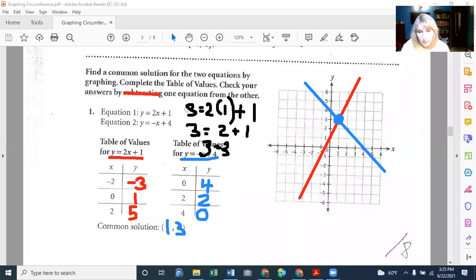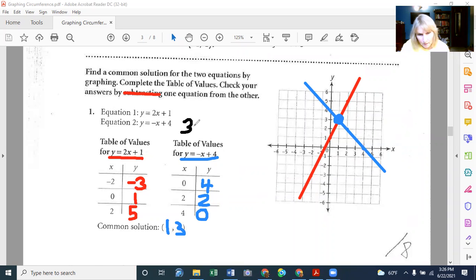It should also work for the second equation because it's a common solution or the same solution. So we have the second equation, y equals negative x plus 4. 3 is our y, and that should equal negative, and then x is 1 plus 4. So does 3 equal negative 1 plus 4? Yes, it does. So 3 equals 3. So that is also a solution to the second equation. So we have found the common solution right there, that blue intersecting point right there. And 1, 3.